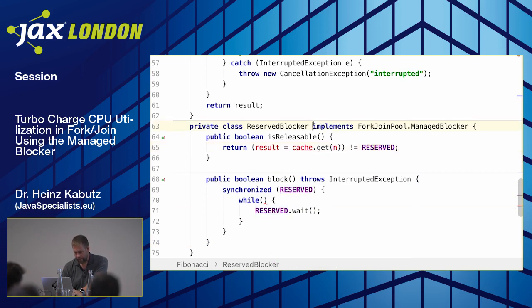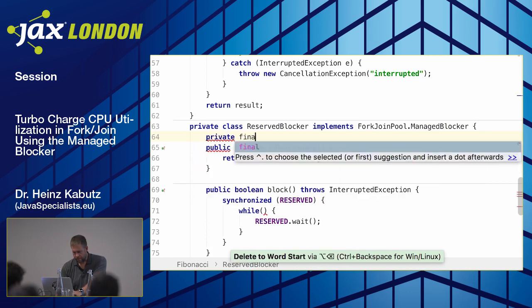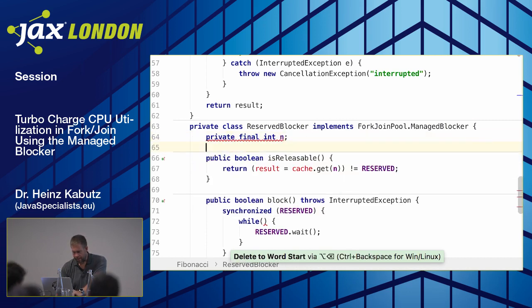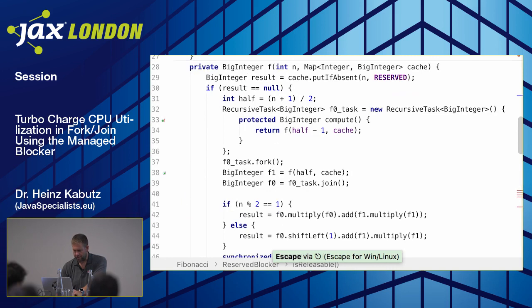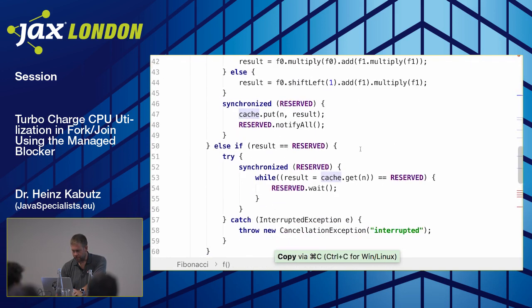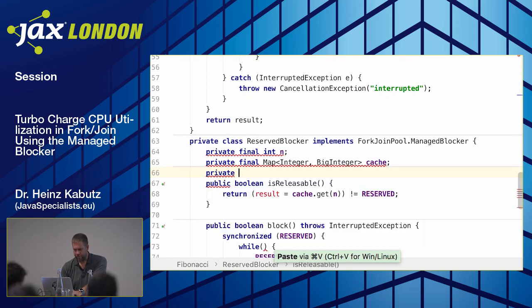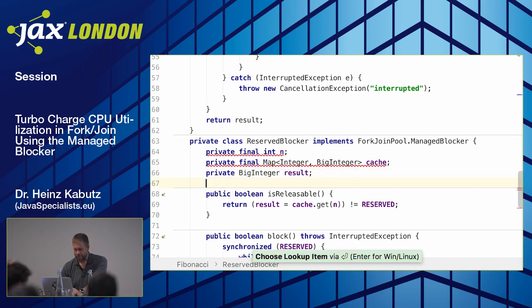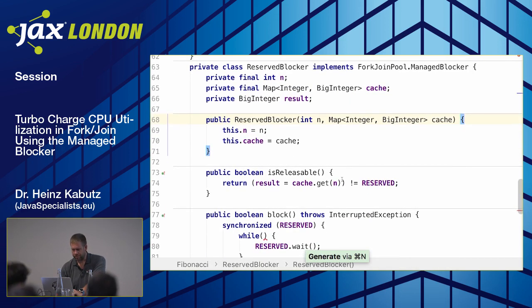And we're going to do one little change here. Private final int n, private final, I need to get that map. I don't want to type that in again. It's too much work. The cache, and then private BigInteger, the result. So this is the result, and I need the constructor for the n and the cache.